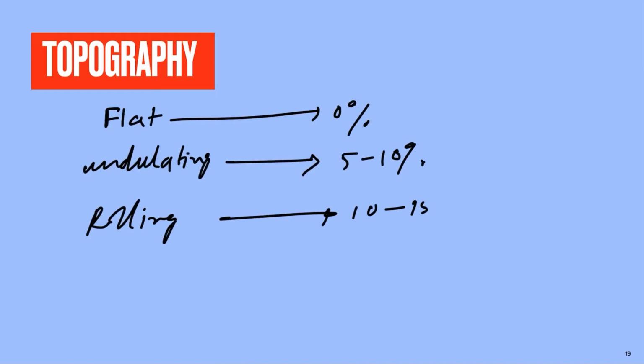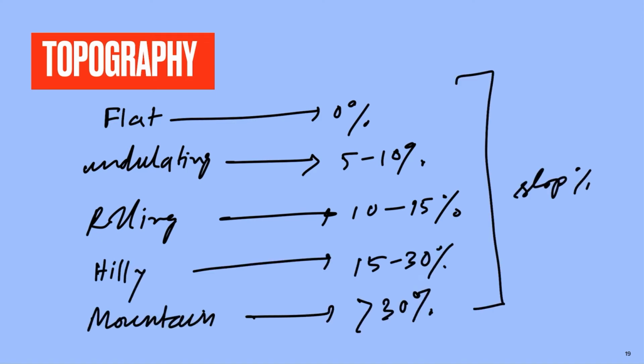Now we talk about topography, the second passive factor. Topography is linked with the slope of the land. In flat land the slope is 0%, so topography is 0%. In undulating land the slope varies from 5 to 10%. If the slope is 10 to 15%, it is called rolling topography. If the slope is 15 to 30%, it is called hilly topography. And in the case of mountains, the slope is more than 30%. So this is the basic principle of topography.